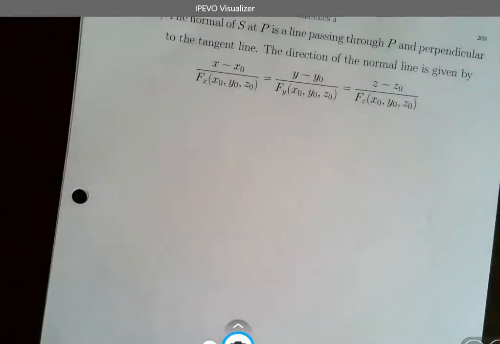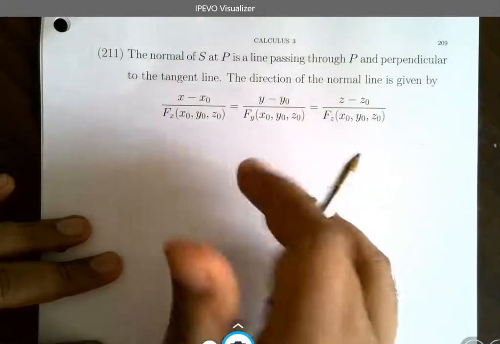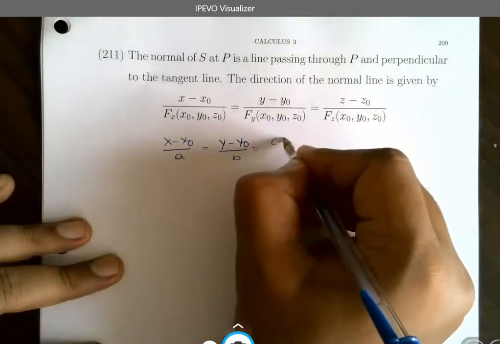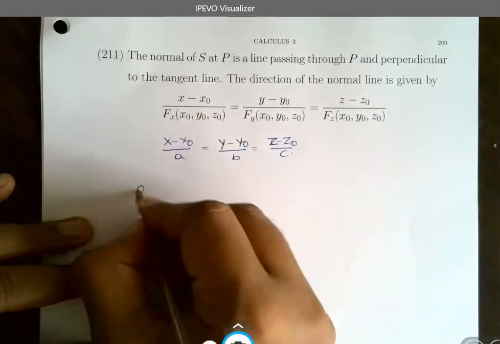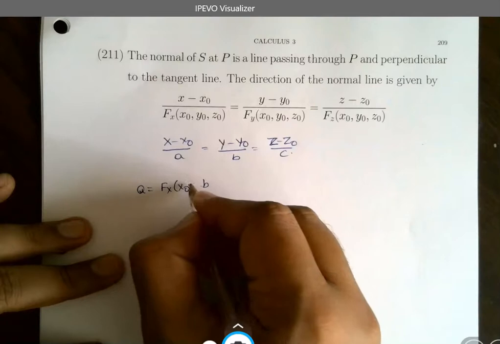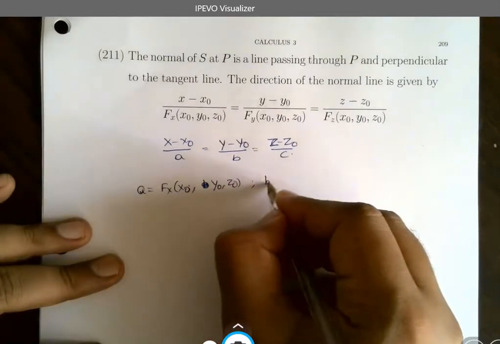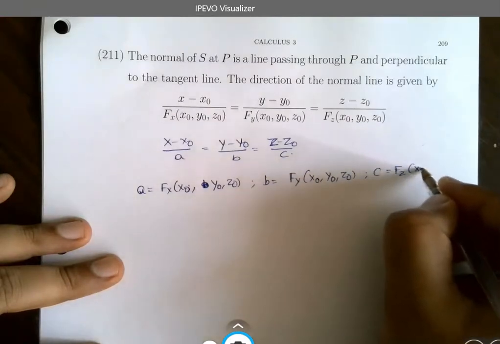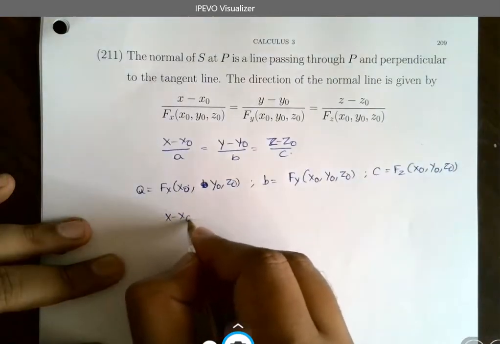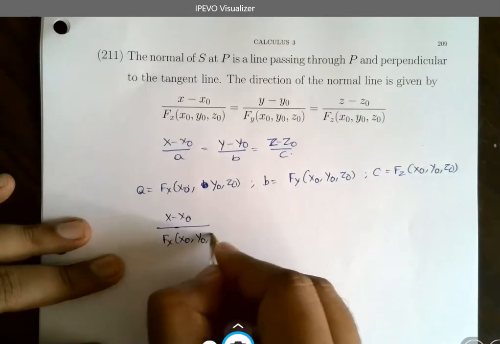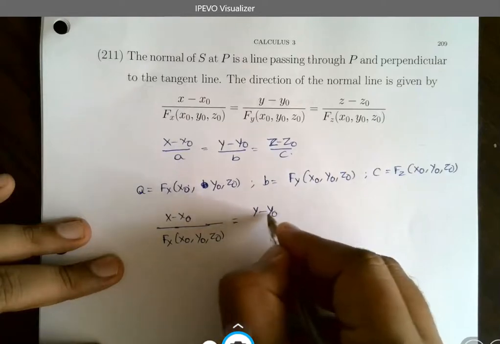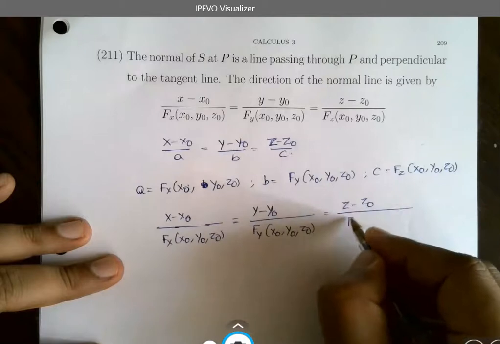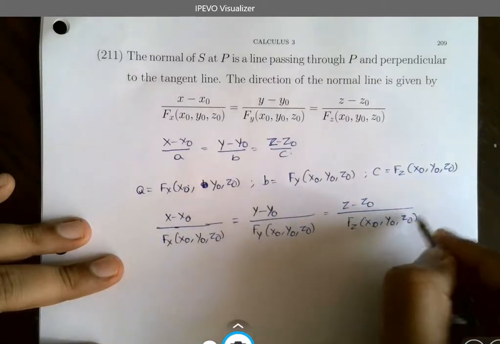Okay, that's clear. And I hope you remember the direction of the normal line. You write this as (x minus x naught) divided by a equals (y minus y naught) divided by b equals (z minus z naught) divided by c, right? Now a is nothing but fx, b is fy, and c is fz, all evaluated at x naught, y naught, z naught. So you get (x minus x naught) divided by fx at (x naught, y naught, z naught) equals (y minus y naught) divided by fy at (x naught, y naught, z naught) equals (z minus z naught) divided by fz at (x naught, y naught, z naught), right?